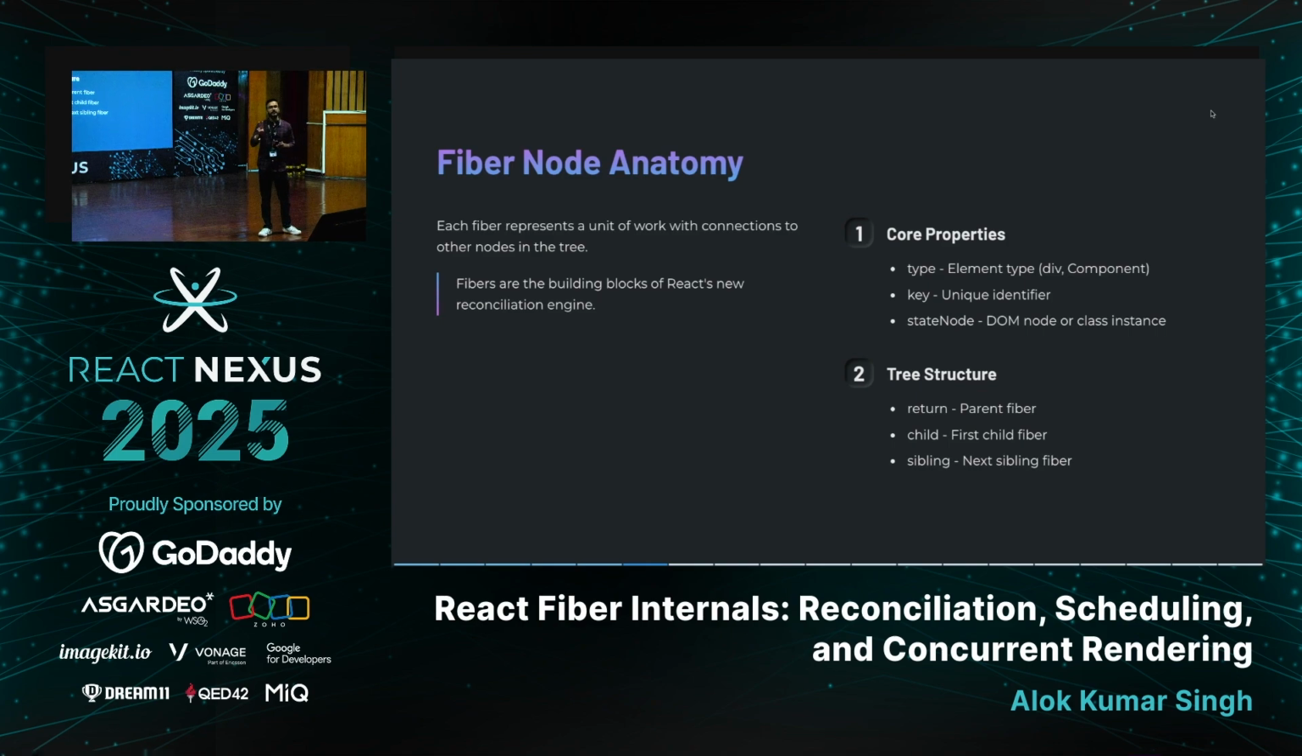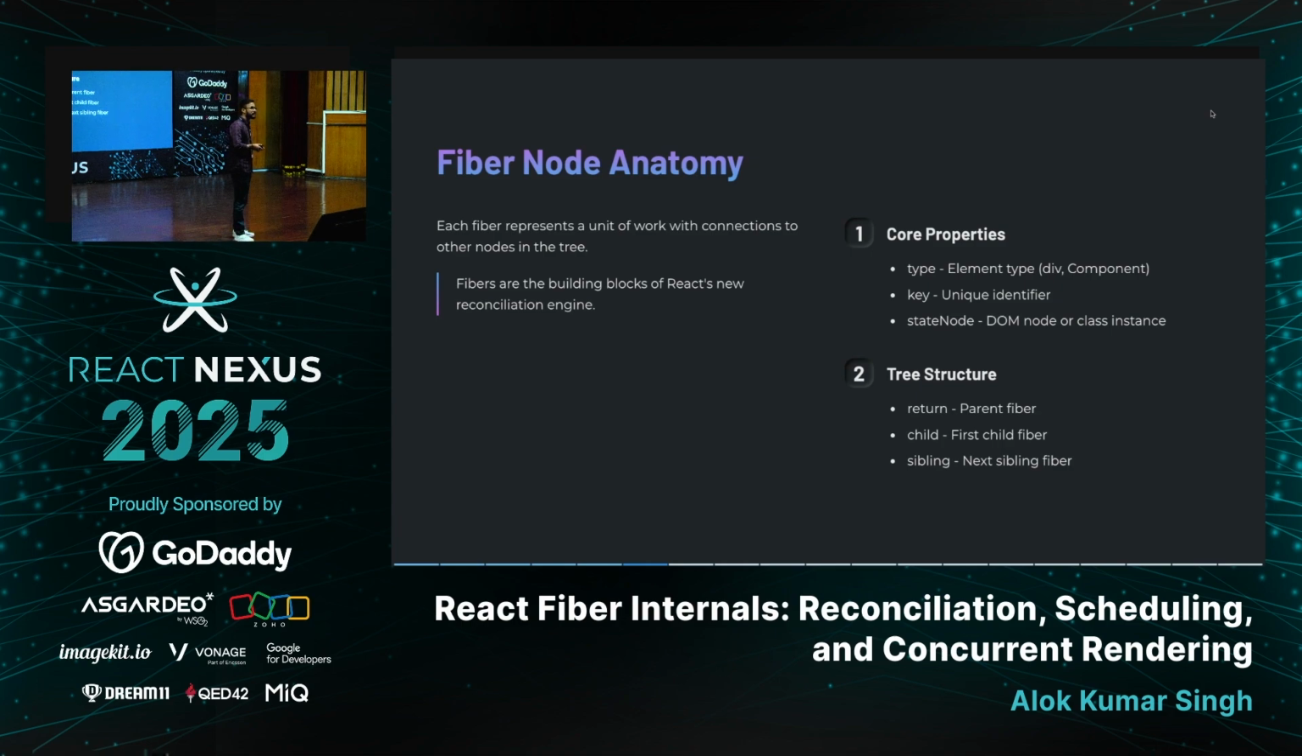It has two major parts. The first one is the core properties. That means what this node contains. So this fiber node has a type property. What is the type of this node? The second one is key, which is a unique identifier of that fiber node. The third one is the state node, which is the state it holds.